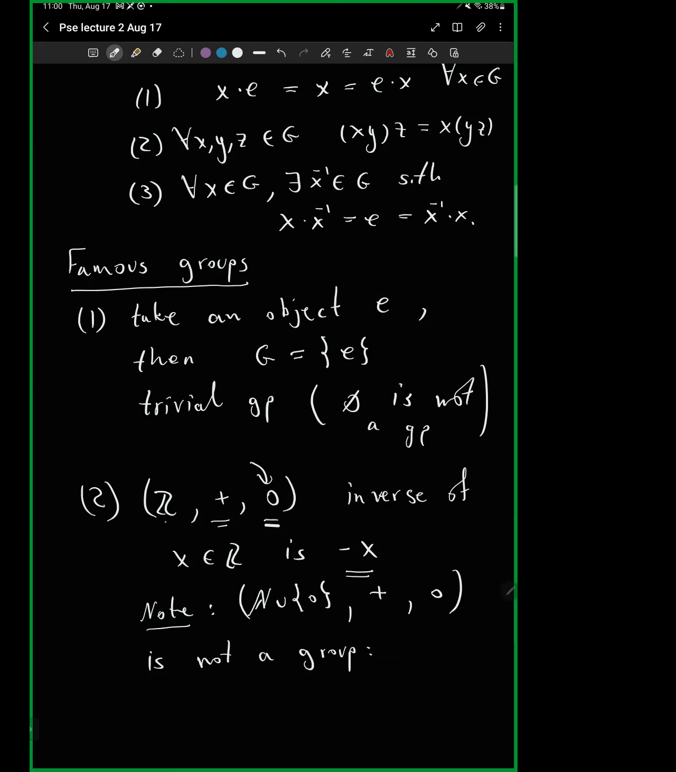Can anybody say why it is not a group? Because there are no inverse elements. Yes, exactly. It does not contain the inverse of elements, basically any non-zero element does not admit an inverse.